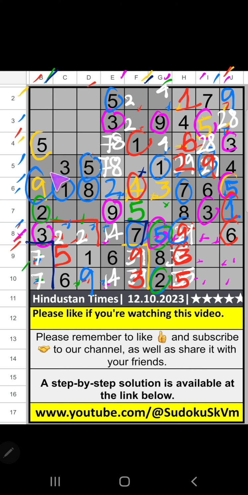Column F, column B, we have 7. So 7 can't come in these cells. Then 7 is confirmed here. Then we can confirm 8 also here. 4th row, we have 8. So 8 can't come in this cell. 8 is confirmed here. Then 2 is here.